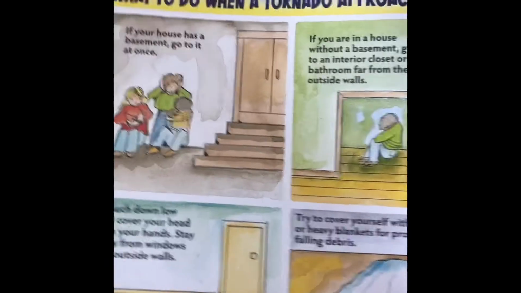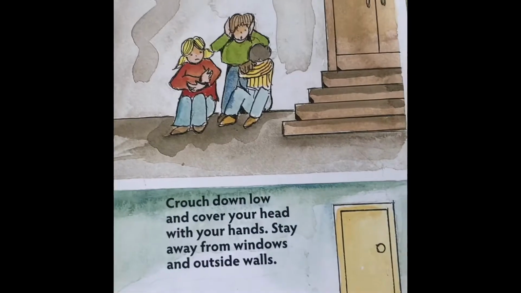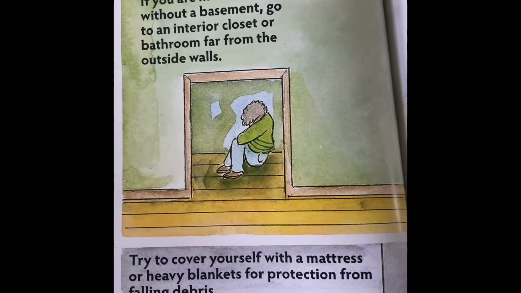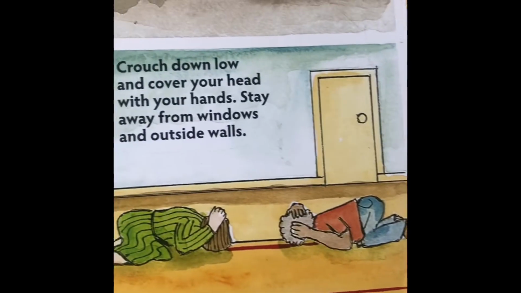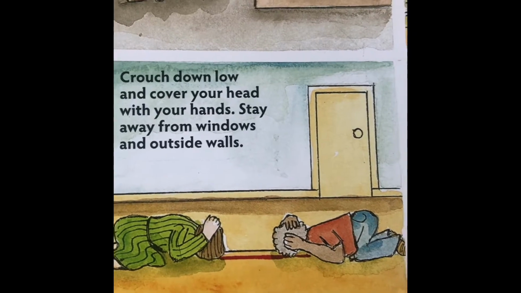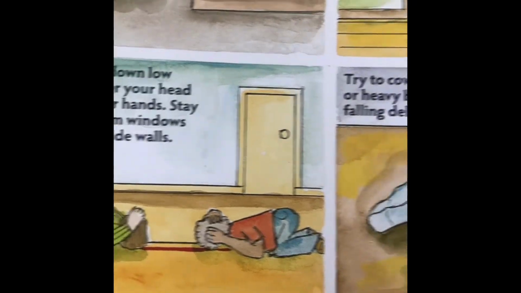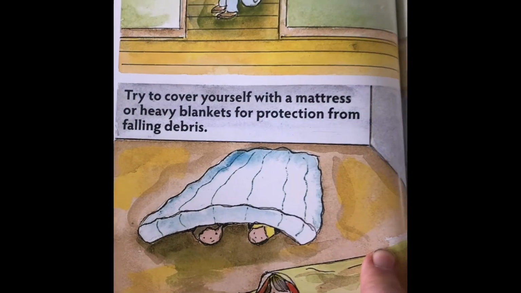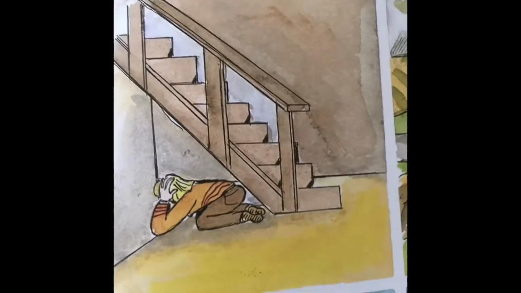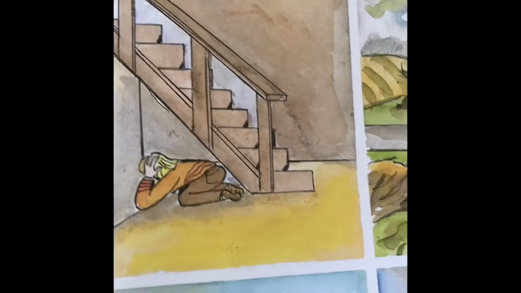What to do when a tornado approaches. If your house has a basement, go to it at once. If you're in a house without a basement, go to an interior closet or bathroom far from the outside walls. Crouch down low and cover your head with your hands. Stay away from windows and outside walls. Try to cover yourself with a mattress or heavy blanket for protection from falling debris. If you can, crouch under a set of stairs.